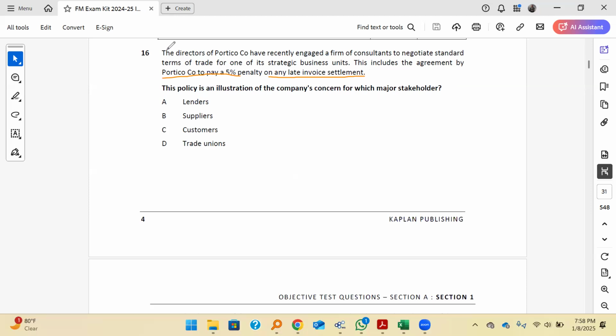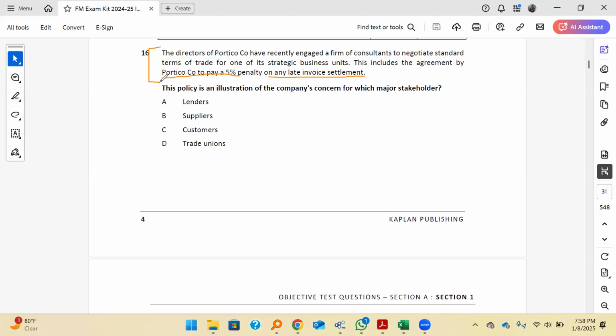So now, here what we are looking at is just understanding what this statement means, because when you look at the statement, they are saying that their directors have engaged a firm of consultants to negotiate terms of trade for one of the business units. But the agreement says that Portico should pay 5% penalty on any late invoice settlement.